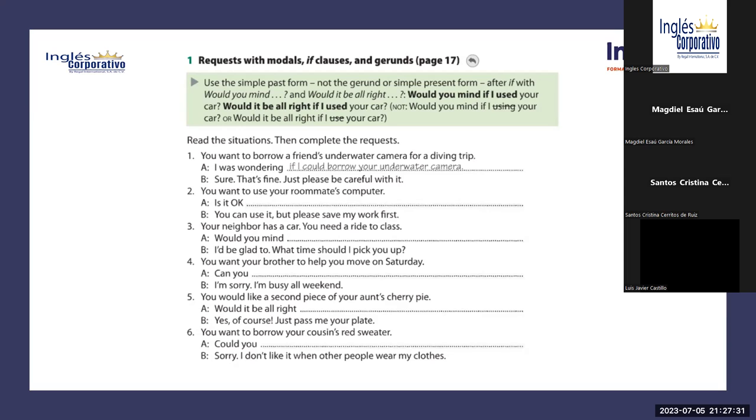So, is it okay if I use your computer, your roommate's computer? Sería como si le pregunta al roommate, como directamente, ¿verdad? Como que le diga, más bien puedo, está bien si utilizo tu computadora. Entonces usted me contesta, you can use it, but please save my work first.